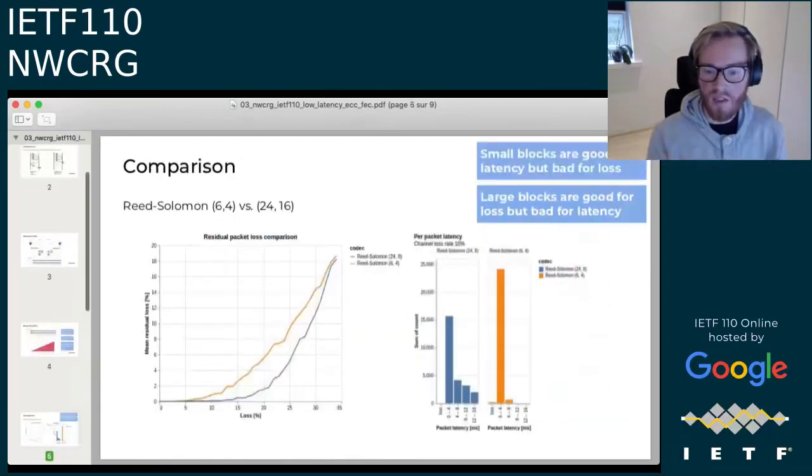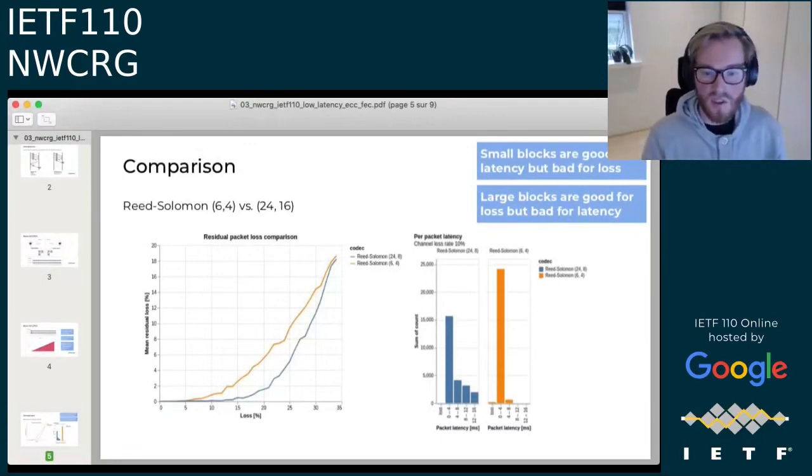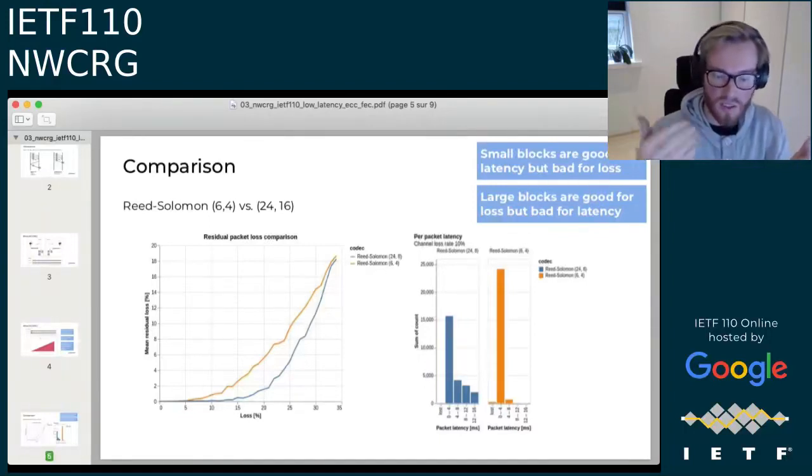So on the next slide, we compared 2 different configurations, the case 1 and the case 2 that we had in the first slide. And you can see that in the figure on the left, we are comparing the residual packet loss. That is the loss that is still unrecoverable, given a certain loss on the network. On the x-axis, we have the network packet loss, and on the y-axis the residual packet loss for the 2 different codes. And what you can see is that the larger block code, the one that accumulates more symbols before it generates repair, is capable of handling a higher amount of packet loss before it has to give up and expose packet loss to the application.